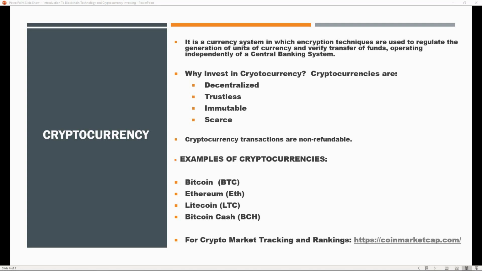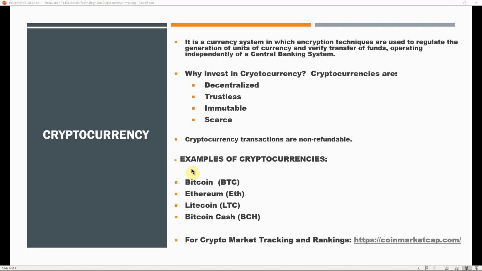Remember, cryptocurrency transactions are not refundable as well. Once you make any transaction, it is not refundable. So you have to be very careful when you set up your account and you set up your wallet. Make sure you know the address you're sending your money to. Make sure you know the exact money that you're sending.